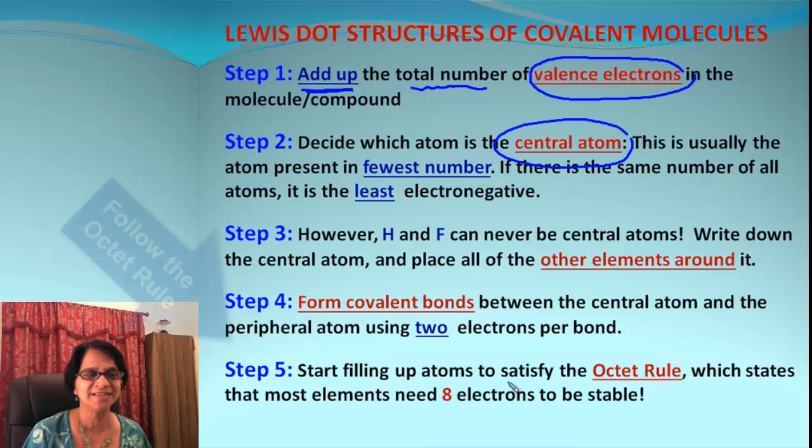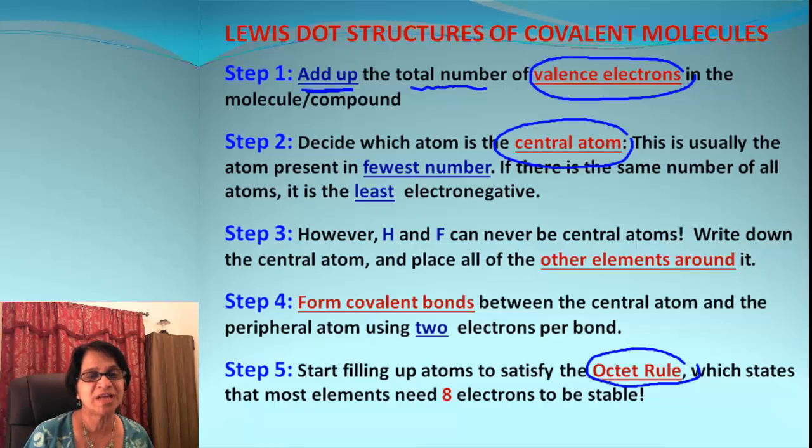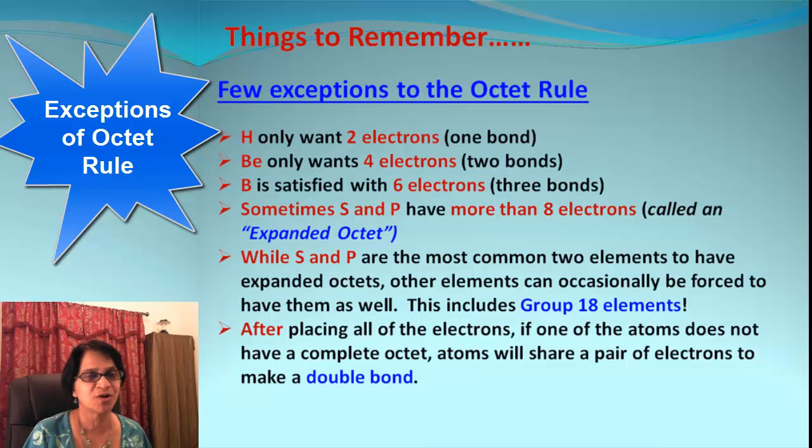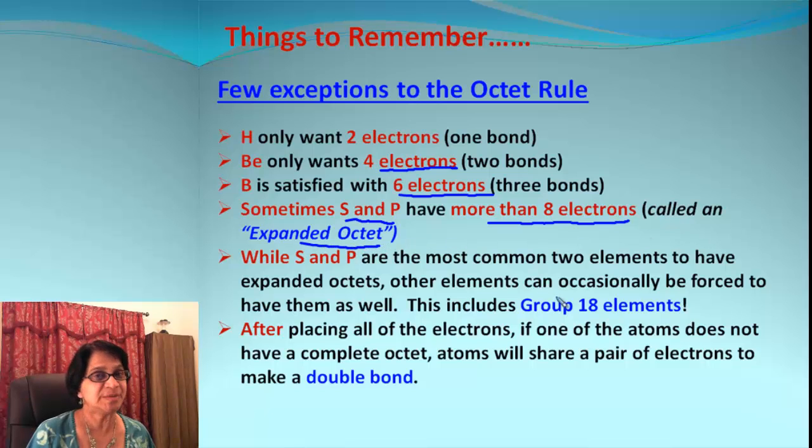Number 5. In this step, we start filling up with the electrons, and we have to make sure that we follow the octet rule. So there must be 8 electrons around atoms that are surrounding the central atom, and then there are some exceptions for the octet rule. Hydrogen only likes to have 2 electrons maximum, beryllium only likes to have 4 electrons, and boron is happy with 6 electrons. But sometimes S and P will have more than 8 electrons. That's called expanded octet. Just keep in mind, these could be group 18 elements.